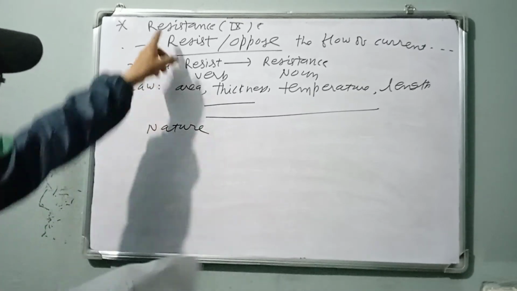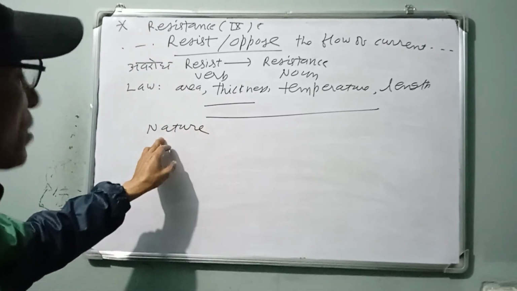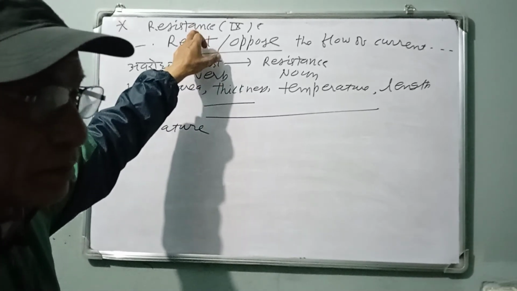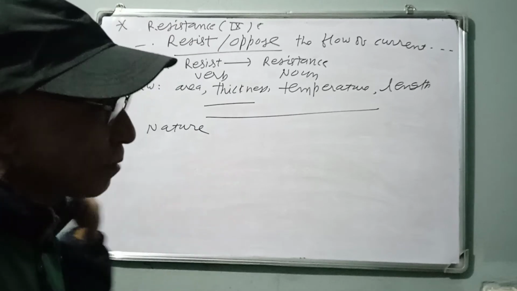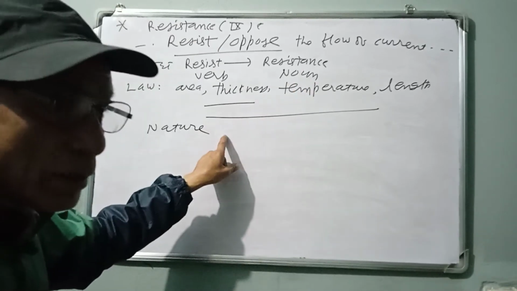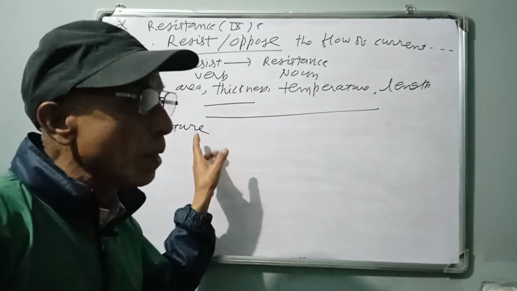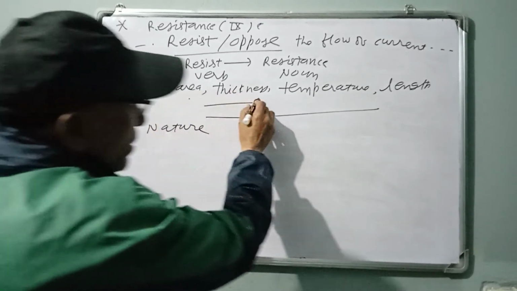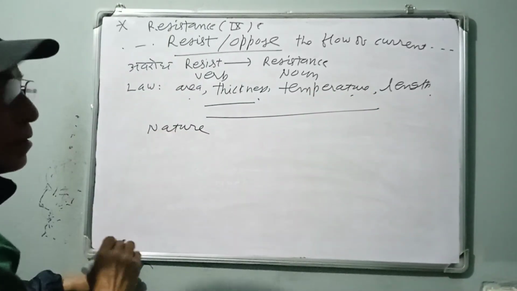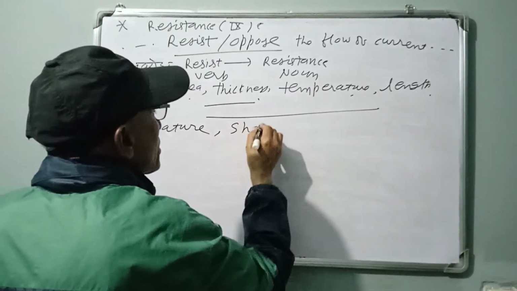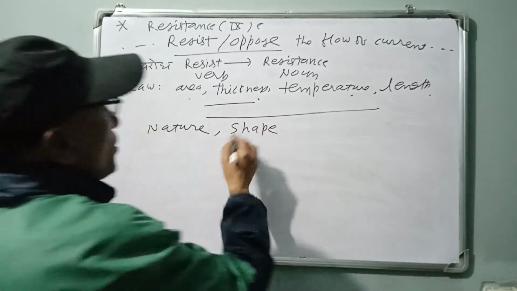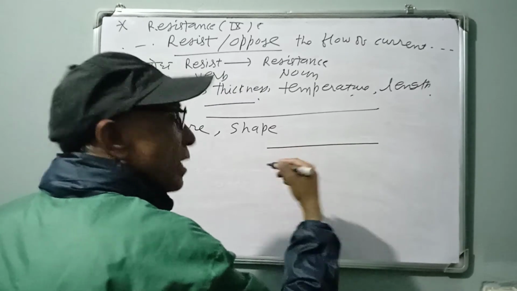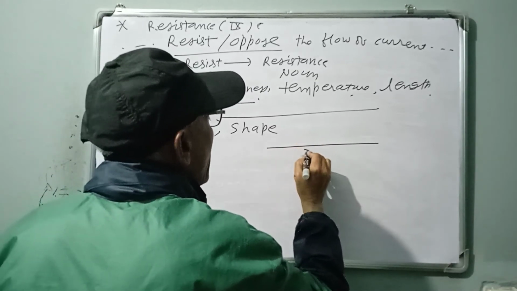Nature, the resistance of a substance depends upon nature. If it is metal, it has low resistance. Metal resist गर्दैन, यसलाई फ्लो गराउँछ. Semiconductor, medium, and insulator, high resistance. It depends upon nature, area, thickness, temperature, length, nature. And another is also their shape. Suppose you take this, suppose this is any length, okay, say x meter.